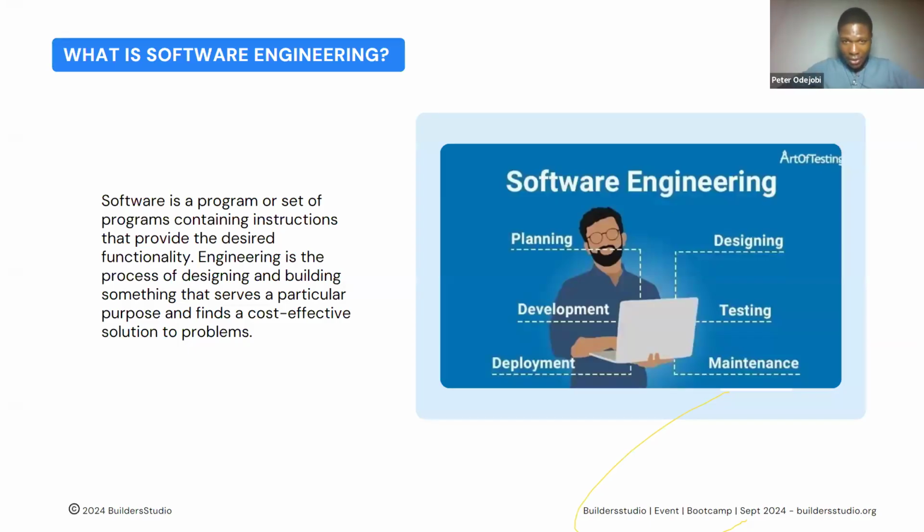Software engineering. First of all, what is software? Software is a program or a set of programs containing instructions that provide the desired functionality. That is just a very technical, high end way of explaining it. A software is something that we cannot hold, like we cannot touch physically. We can only see it. It's an app, a software. We can't touch it physically. We can only see it. That is basically the bare minimum of what a software is.